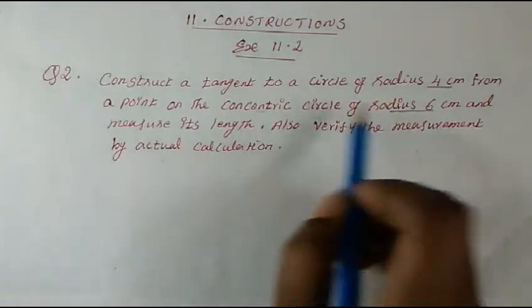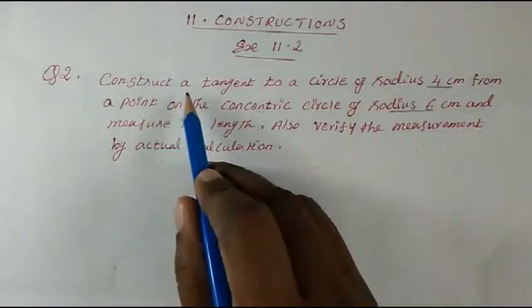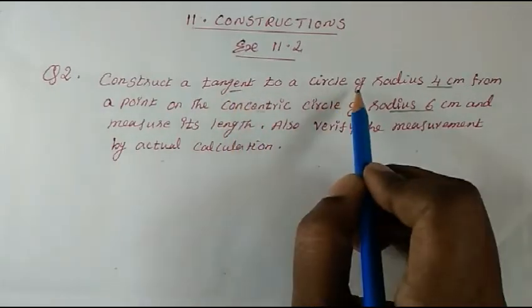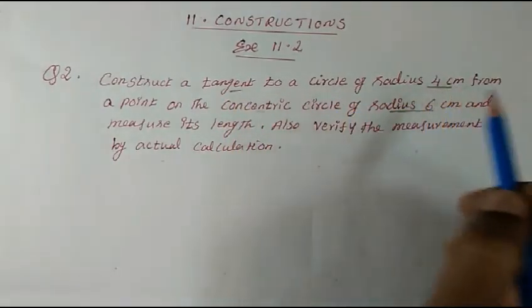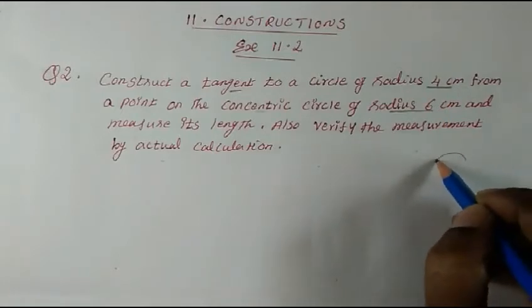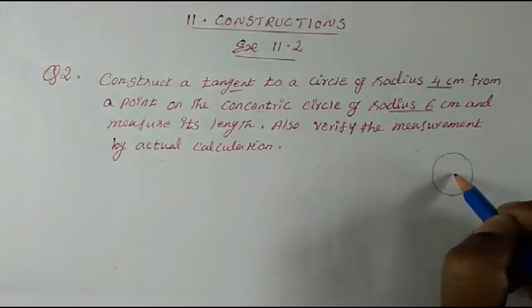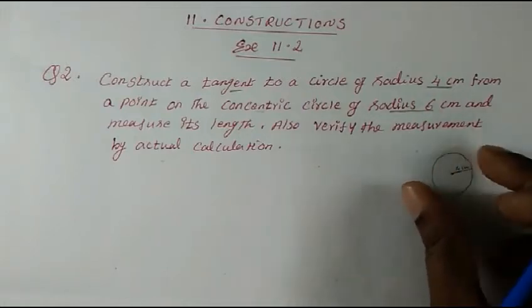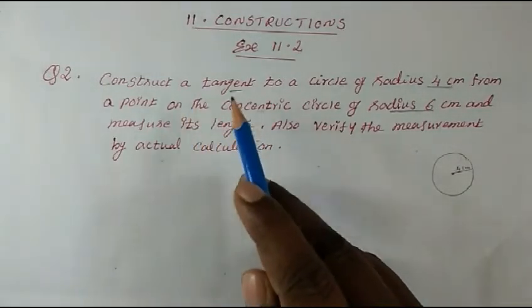So what is asked first is we have to construct a tangent. Where we have to construct the tangent? To a circle of radius 4 centimeter. So we have to draw a 4 centimeter circle. So this radius is 4 centimeter. For this circle, we have to construct the tangent.